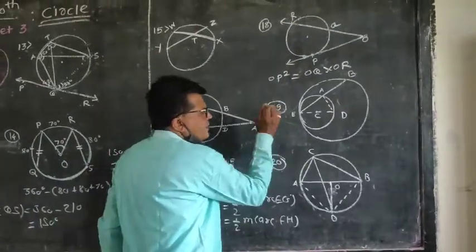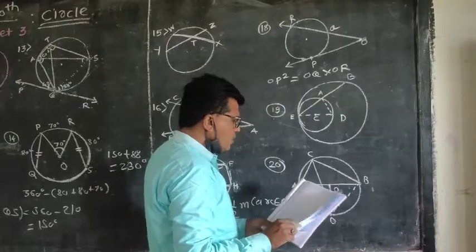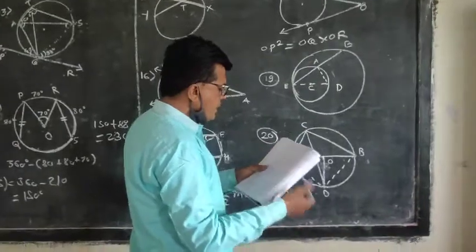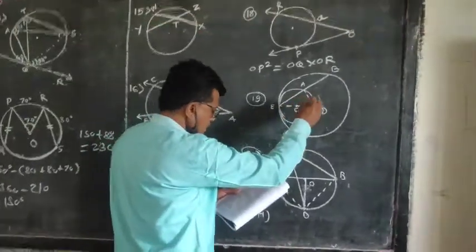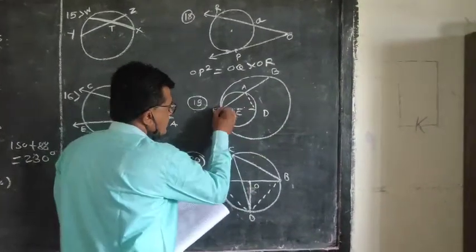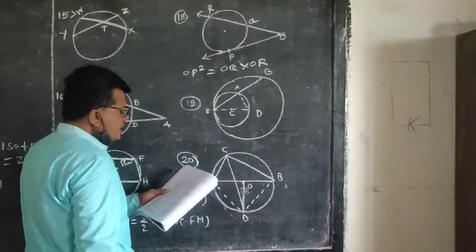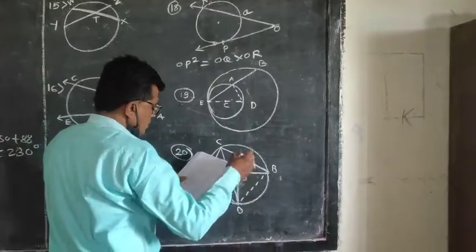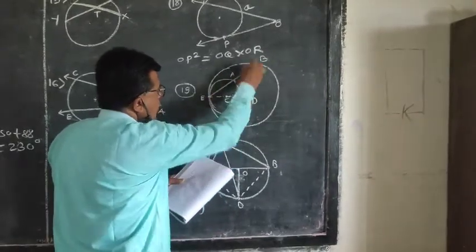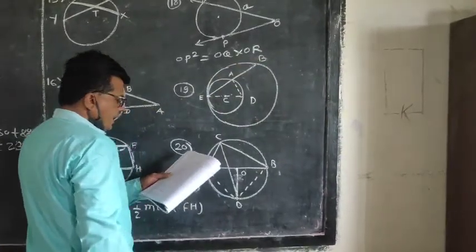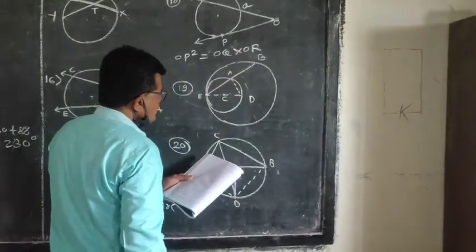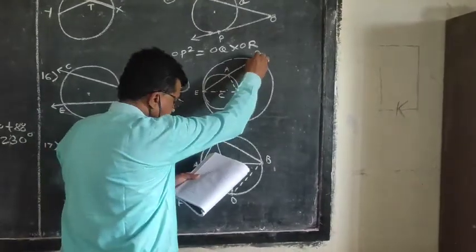In example 19, in the figure, circles with centers C and D touch internally at point E. D lies on the inner circle. Chord EB of the outer circle intersects the inner circle at point A. Prove that segment EA is congruent to segment AB.